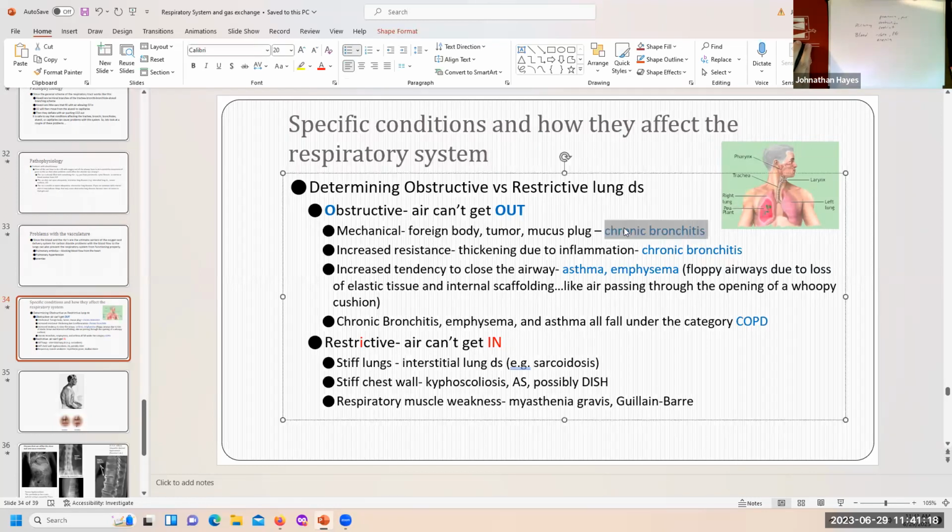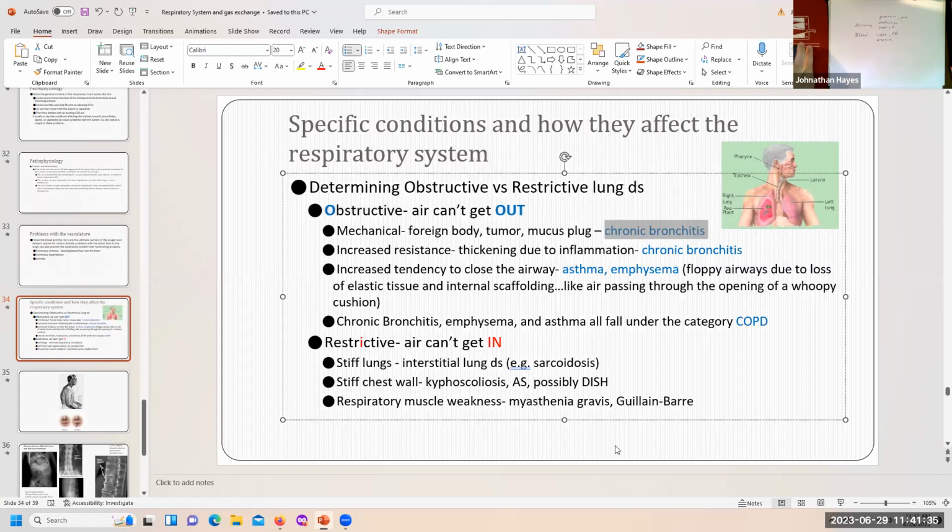So with chronic bronchitis, you're having difficulty getting the air out. So when you try to take new air in, there's nowhere for it to go, right? So it's obstructed from entering because the previous air that was in there couldn't get out, right? So with chronic bronchitis, why can't we get the air out?